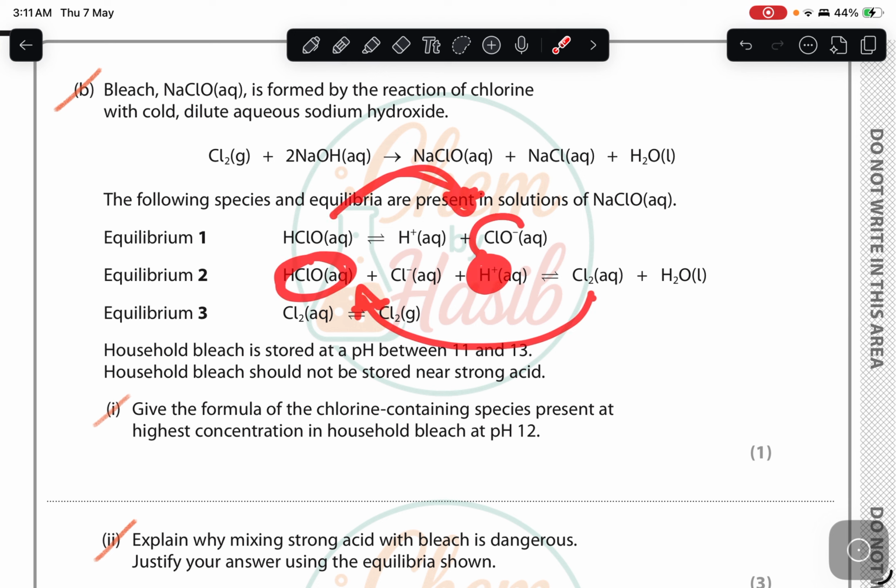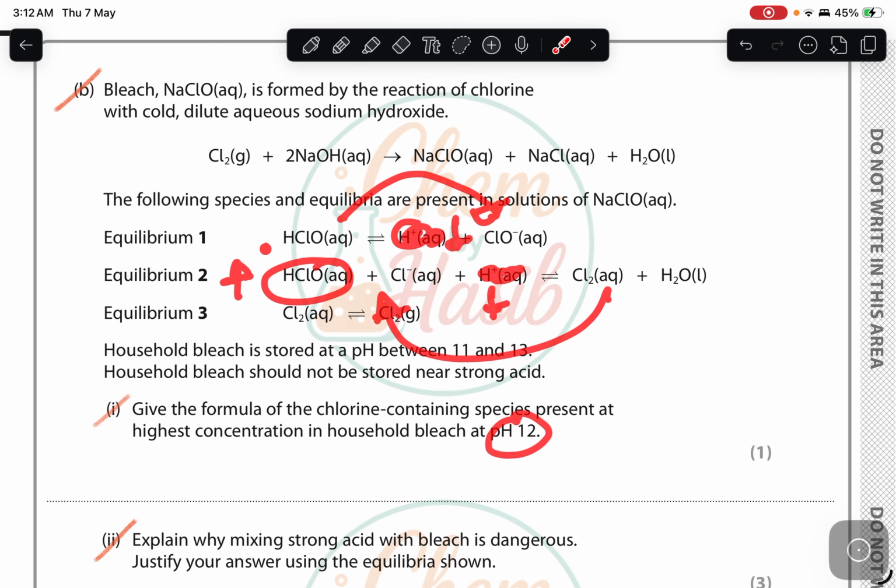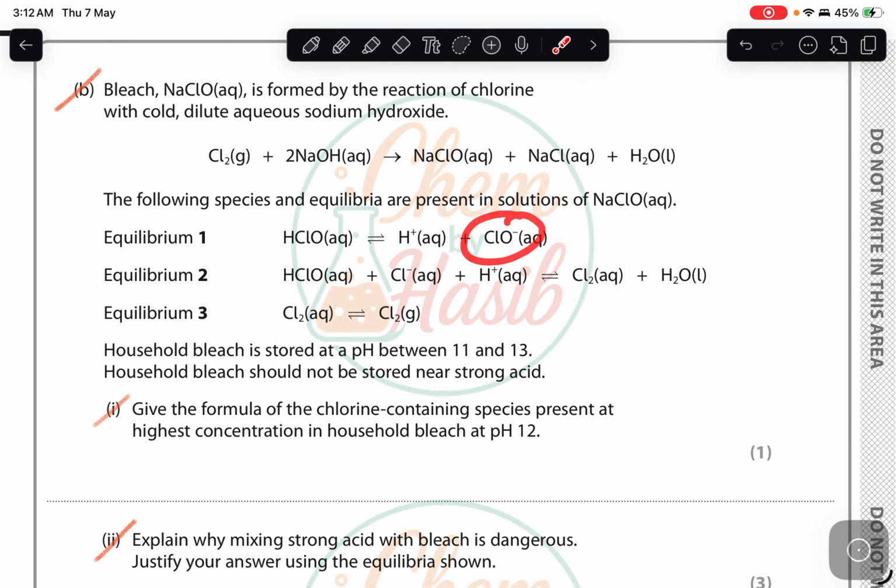So at greatest concentration, ClO minus would be there. Because at pH 12, since the concentration of H plus would be less, this equilibrium will shift to the left. So the concentration of this would increase. If the concentration of this increases, this will shift to the right. So the concentration of ClO minus will always increase, right? And this would have the greatest concentration. So the answer to this question would be ClO minus.